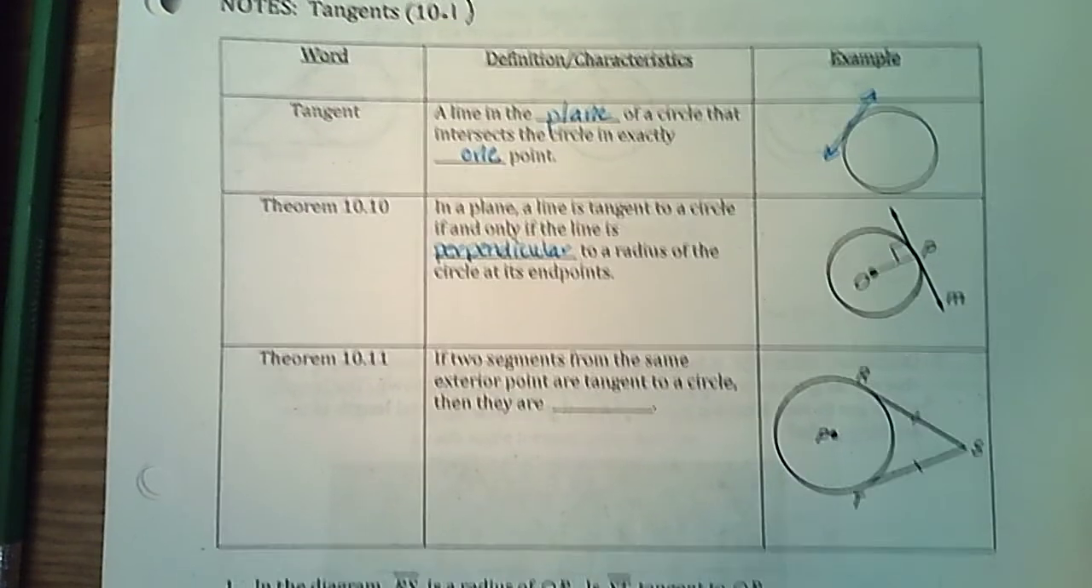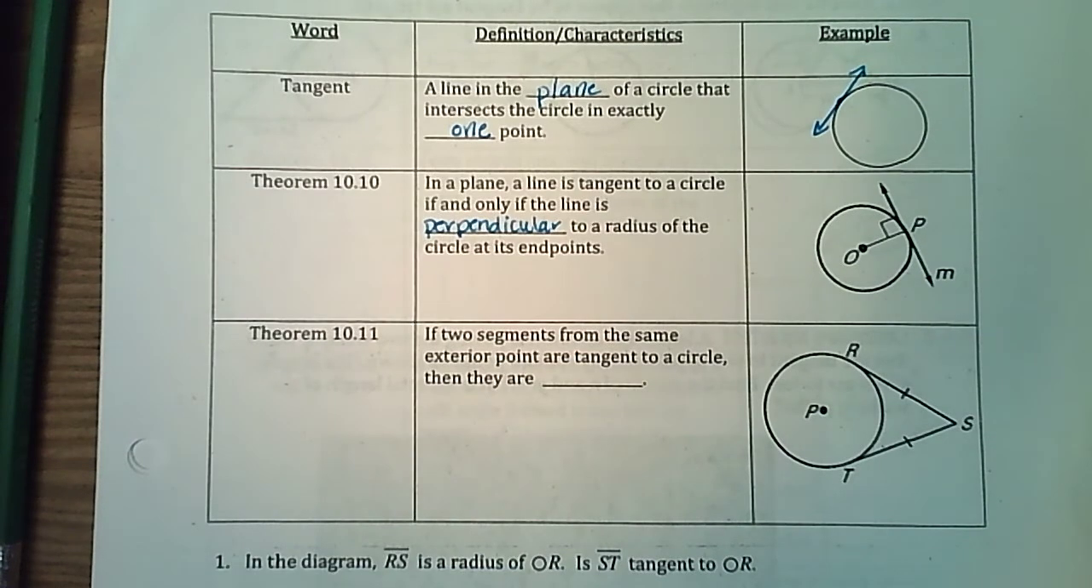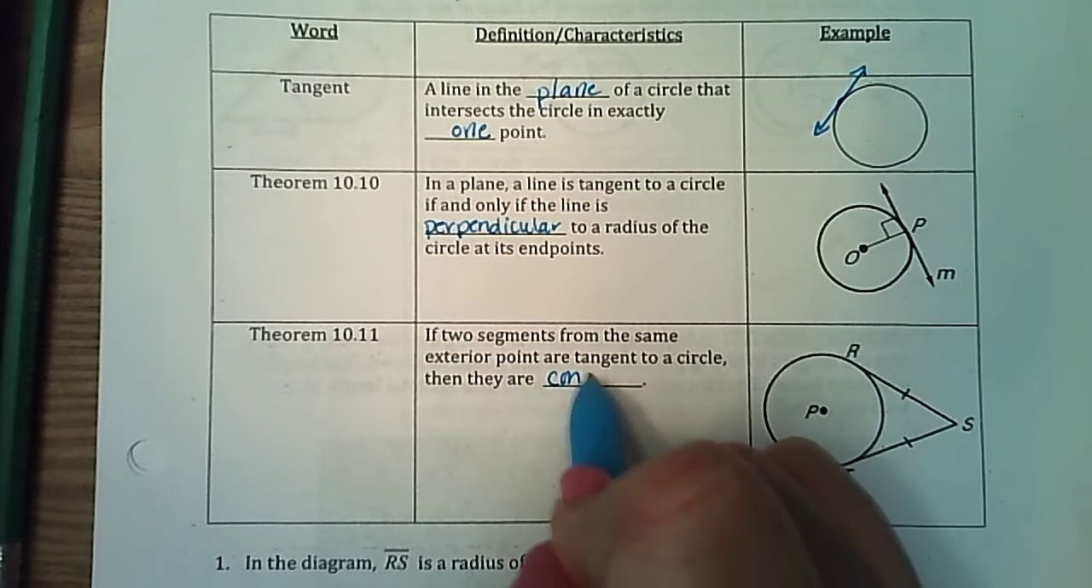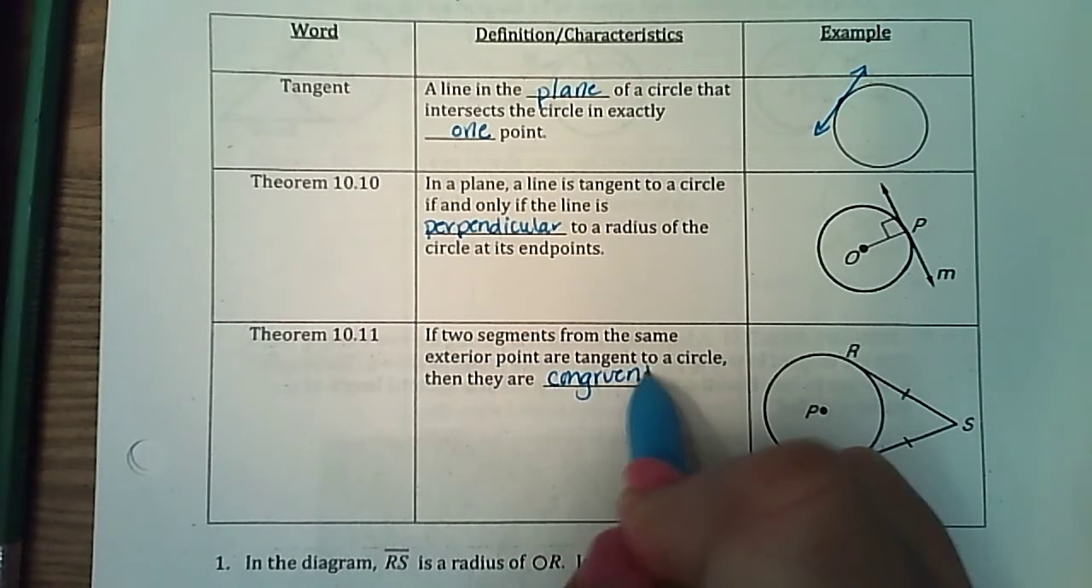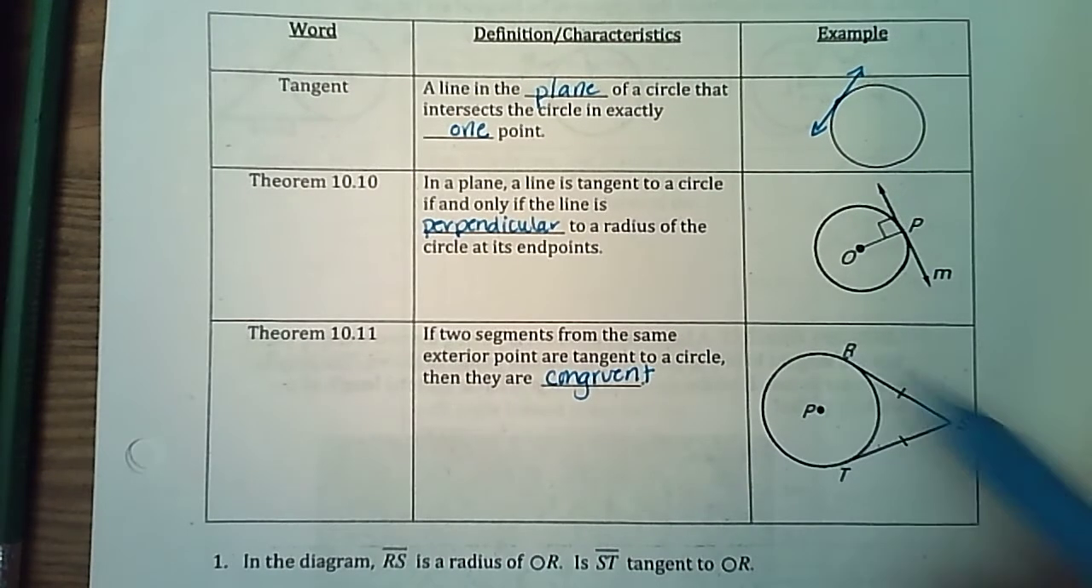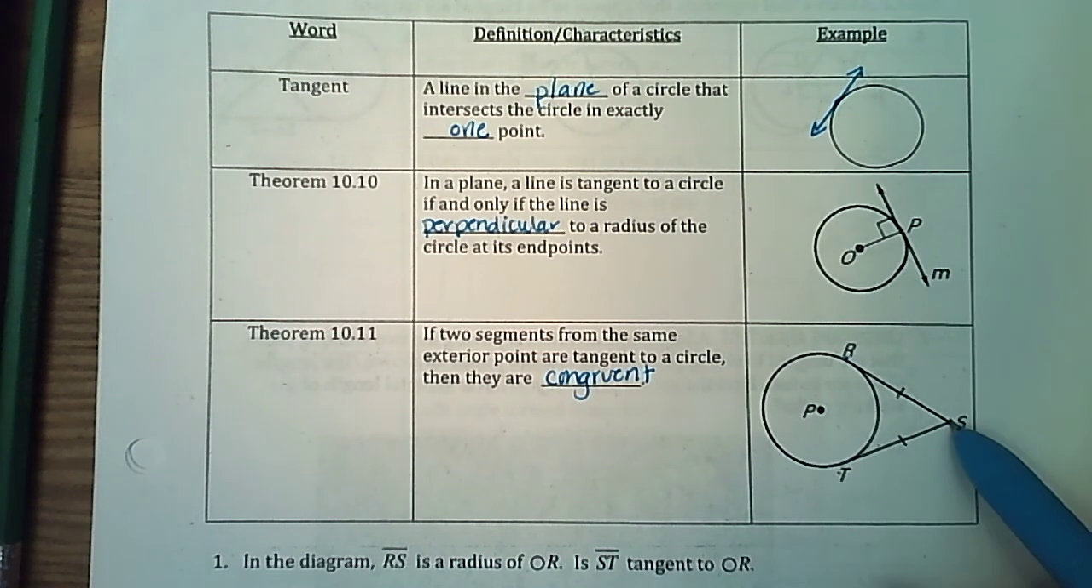Which brings us to theorem 10-11. If two segments from the same exterior point are tangent to a circle, then they are congruent. Now, a couple things happen with this. One, it would tell you RS is tangent. It would also tell you TS is tangent to the circle. When they're tangent to the circle, they're equidistant to that external point S.